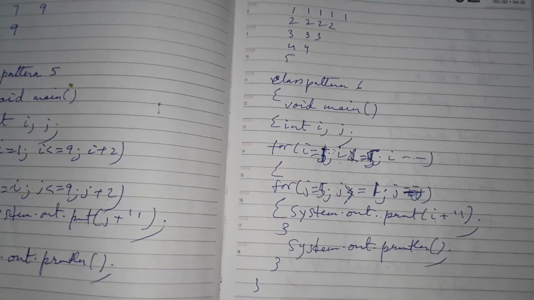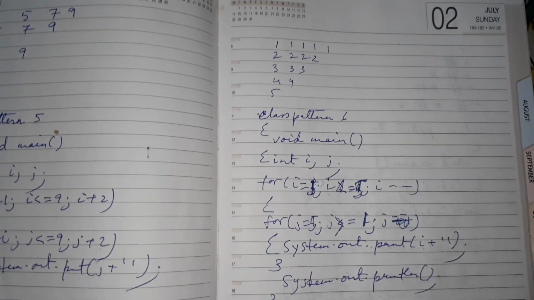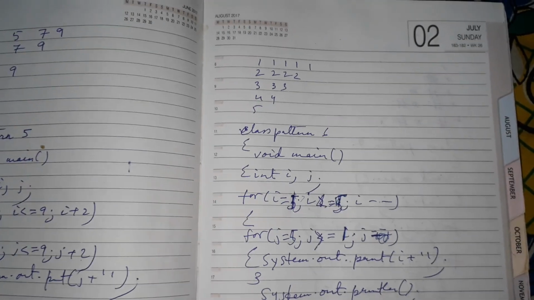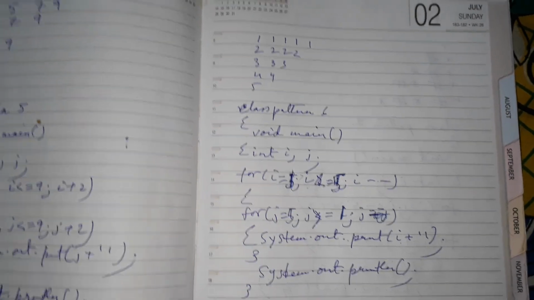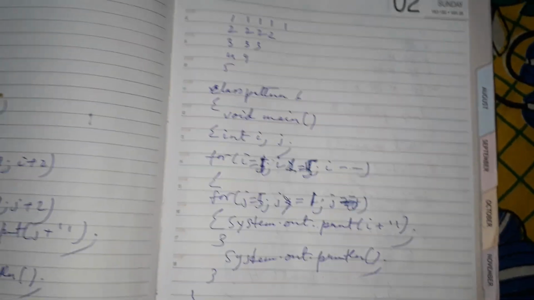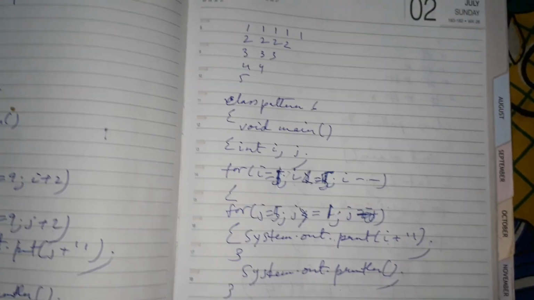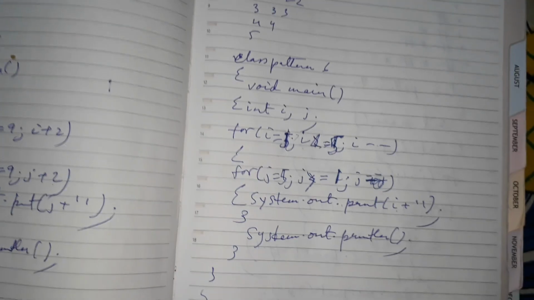So value of I is 1, it has to be printed J number of times, 5 times. Then J becomes 4, value of I becomes 2. So 2 4 times, then J becomes 3, value of I becomes 3. So 3 3 times, J becomes 2, value of I becomes 4. 4 2 times, J becomes 1, value of I becomes 5. 5 1 time, then brings the cursor down, println.